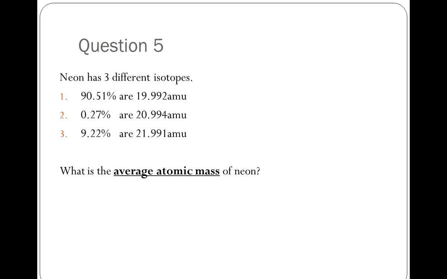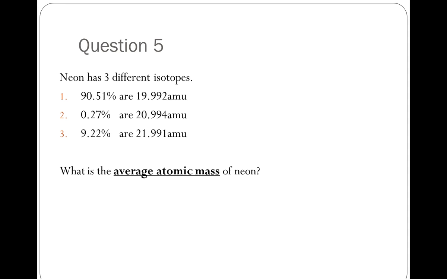So neon has 3 different isotopes. 90.51% are 19.992 AMU, 0.27% are 20.994 AMU, and 9.22% are 21.991 AMU. What is the average atomic mass of neon?